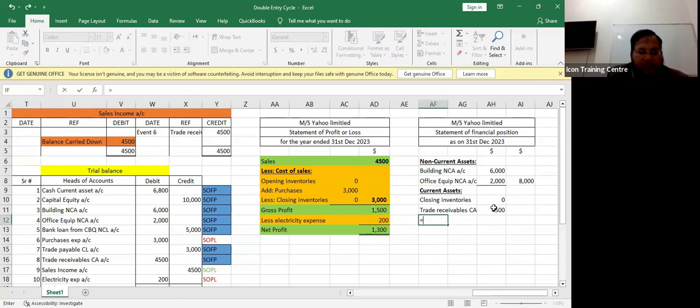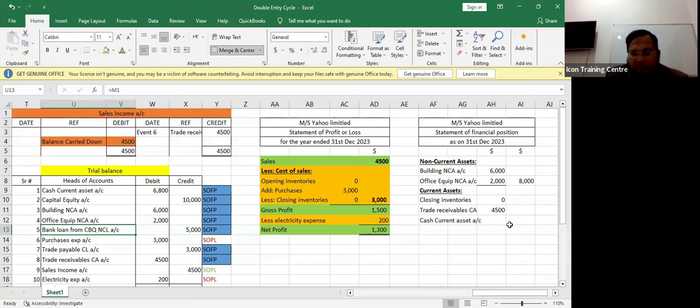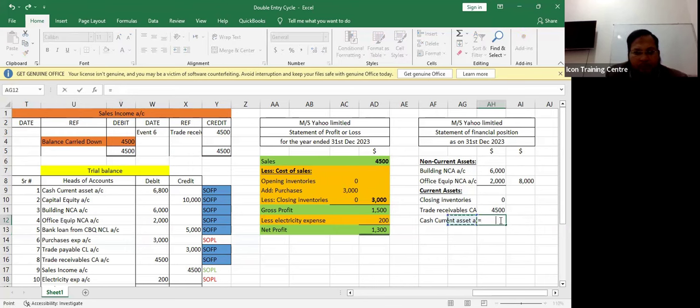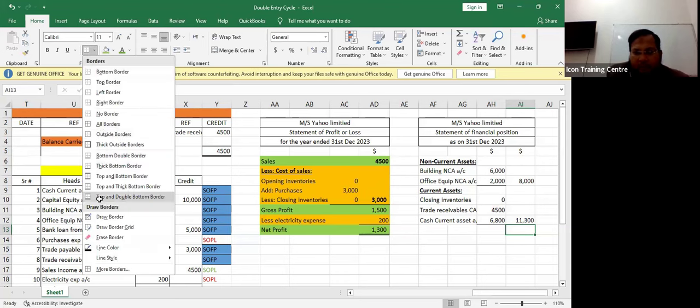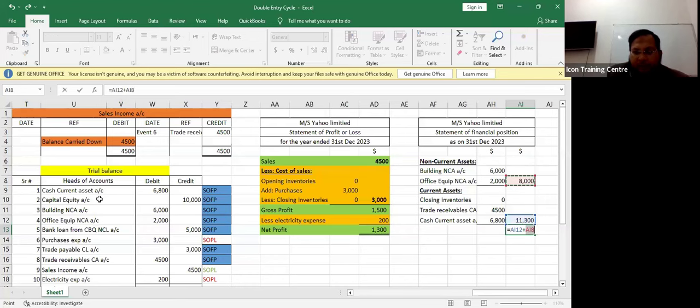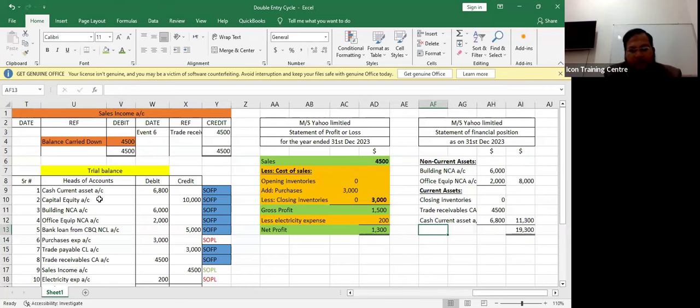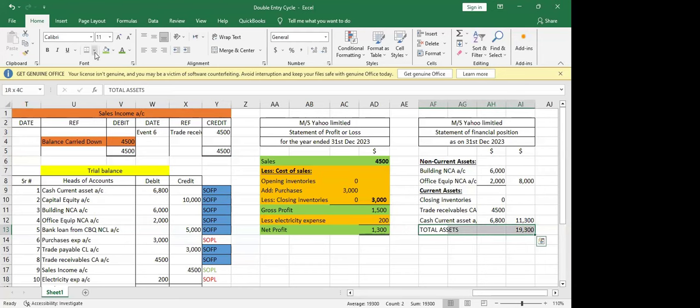Okay. Another asset we have is cash, which is very important. And the balance of the cash is 6,800. So we take the total outside, and it will be 6,800 plus 4,500. And the total comes out to be 11,300 plus 8,000. So this is our total assets. Total assets. Is this clear so far? Yeah, it's clear. Perfect.